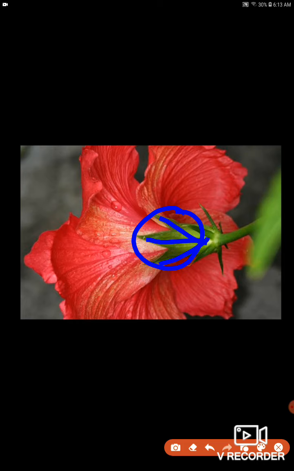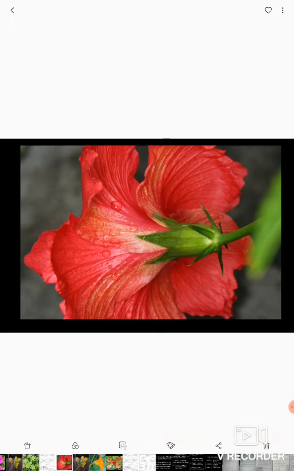It is also called China rose or shoe flower. These are the sepals. How are they? See, they are united to each other. So that's why it is called gamosepalous.